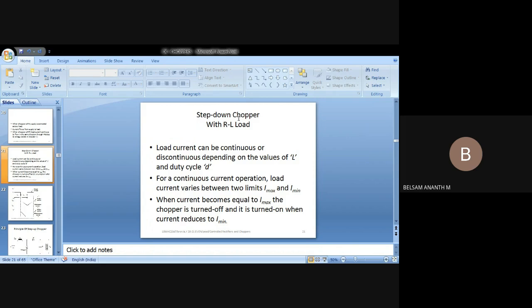So, just a minute. To find the load current, I equals the integration of 1 by L into dt. Please remember that inductance speaks about the integration property here, and capacitance speaks about the differentiation.